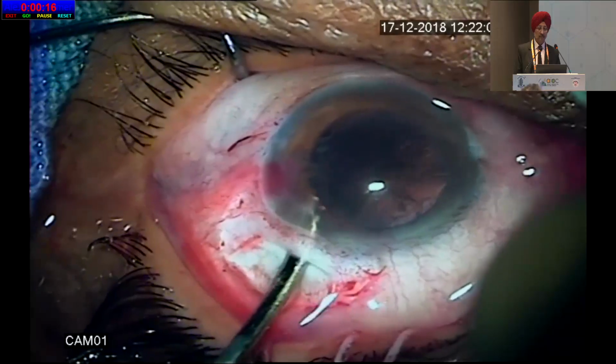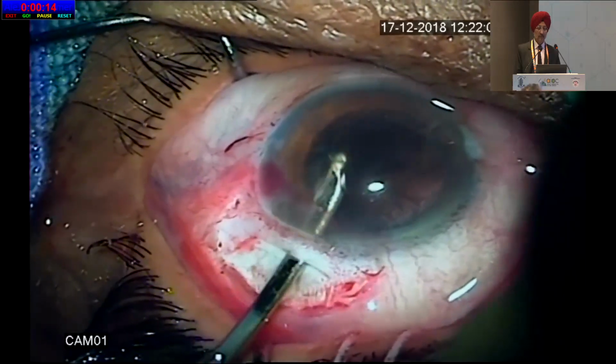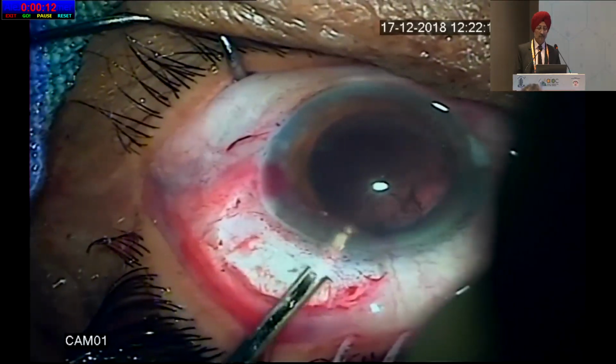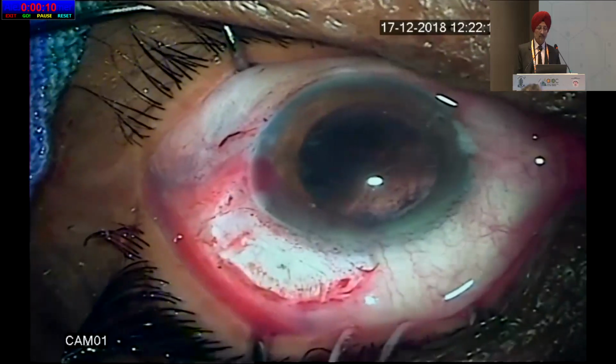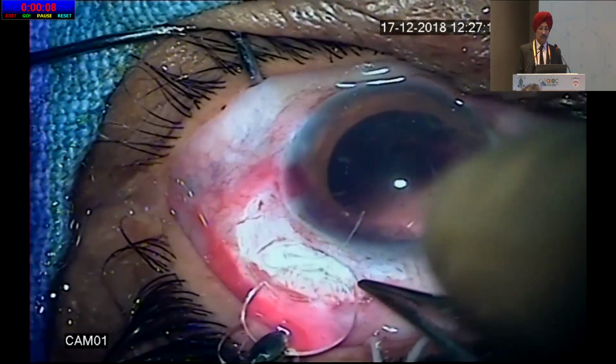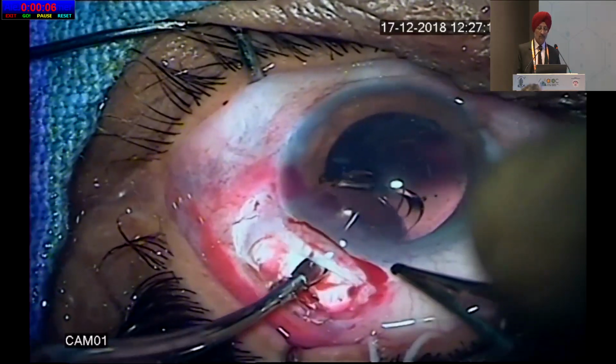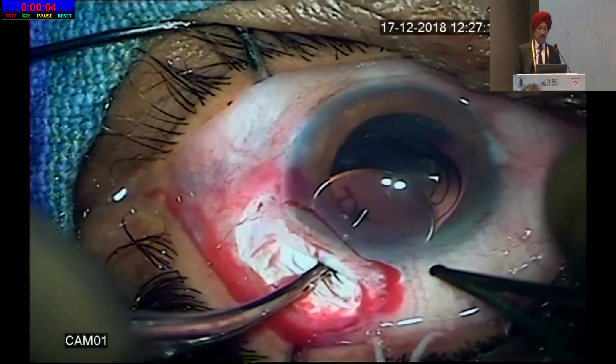Engagement of the nucleus is the key factor to perform this maneuver. This technique of nucleus delivery was taught to me by my mentor Dr. Boramanis. So I like to call it Dr. Boramanis Endo expression of the nucleus.